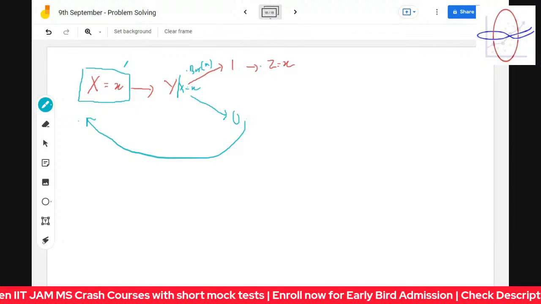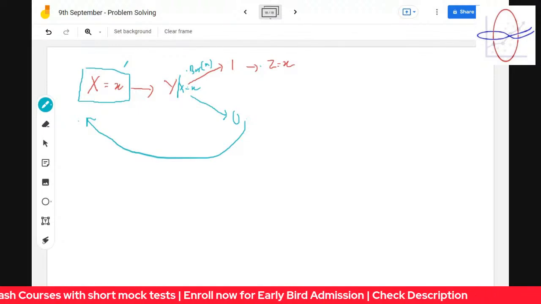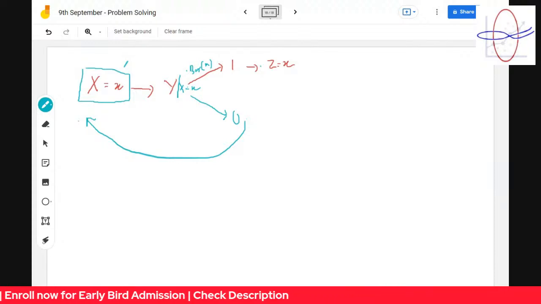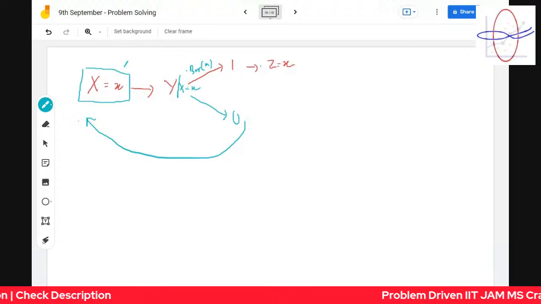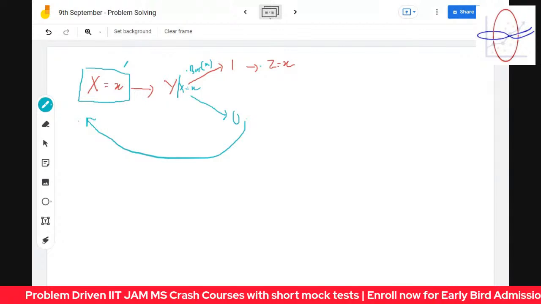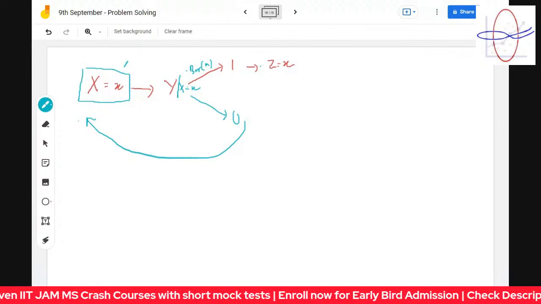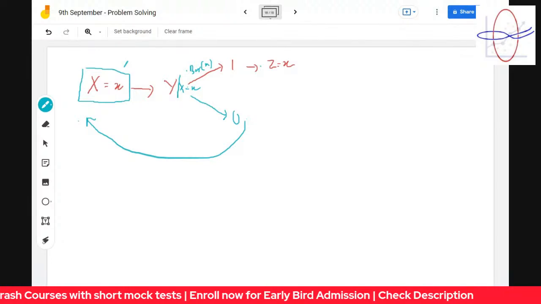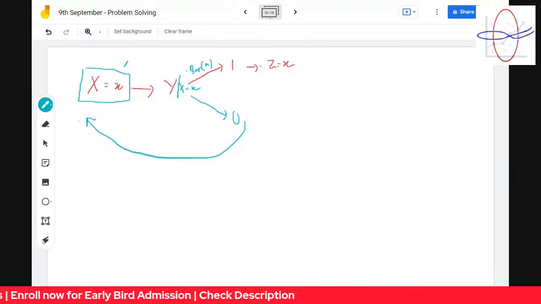Very important one. We first take a random number from 0, 1. With that probability, we toss a coin. If it comes out to be 1, we assign the random variable z that initial x value. If it turns out to be 0, we delete everything from our memory and start afresh again. Okay? This is what the experiment is.